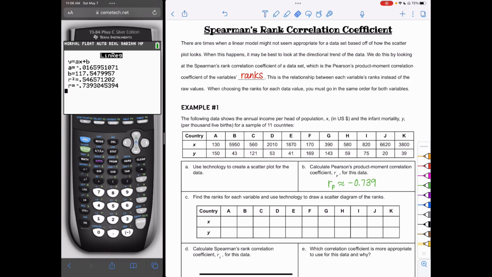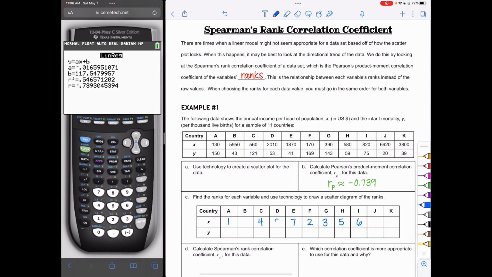So I see that 130 is going to be ranked as 1. It's going to be the first number in my list. Then I know that 170 is going to be the second number in the list. Then 390 is going to be the third one, which is data point G. The X value of data point C is going to be the fourth one. Then you're going to have data point H, which is the fifth one. Data point I is the sixth one. Data point E is the seventh one.